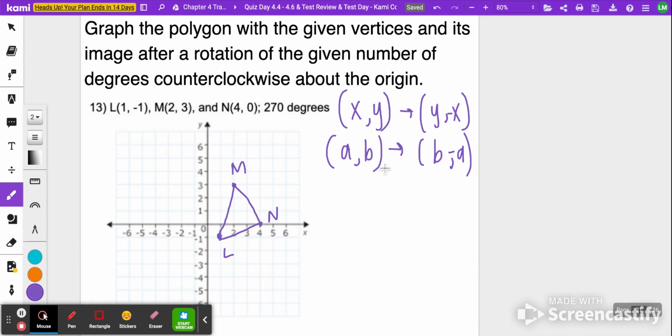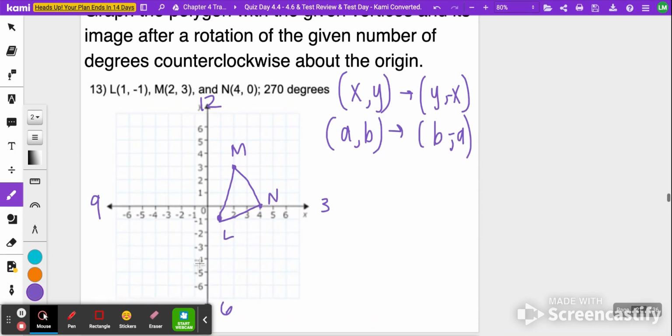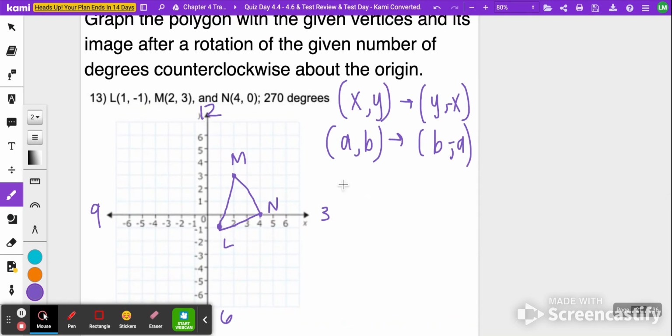Okay, so here's our current figure. Remember, I want you to think about rotations as hands on the clock. So we have 12 o'clock, 3 o'clock, 6 o'clock, and 9 o'clock. And this one's around 3 o'clock, so that means rotating 270 degrees counterclockwise should be right around 6 p.m., so down here in this quadrant. Let's go ahead and see what happens to each of our points first.